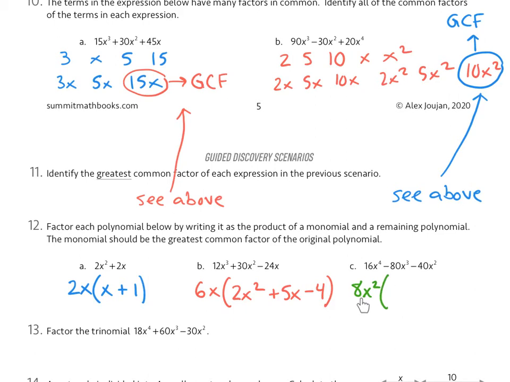One term at a time. 8x squared times what is 16x to the fourth? 8 times 2, and then x squared times x squared. So 2x squared. 8x squared times what equals minus 80x to the third? 8 times negative 10 would be negative 80. X squared times x is x cubed. So minus 10x. 8x squared times what equals minus 40x squared? That would be negative 5. So I'll put a minus 5 here. And there's my factored form of this original trinomial.